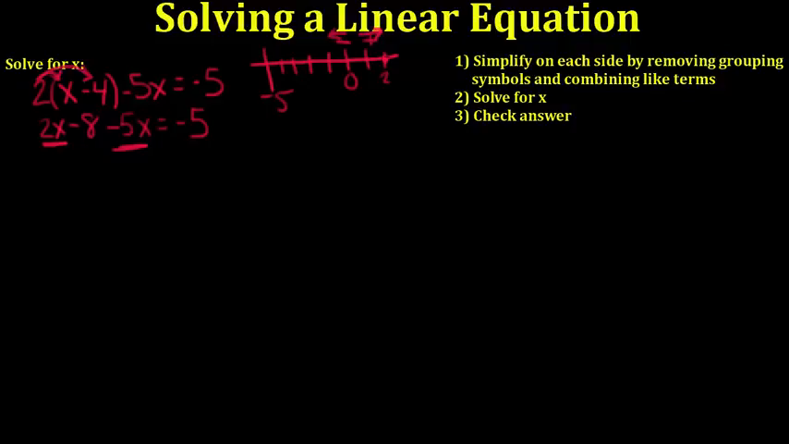So from 2, I've got 1, 2, 3, 4, 5. And I'm at negative 1, 2, 3. So I know that that is negative 3.